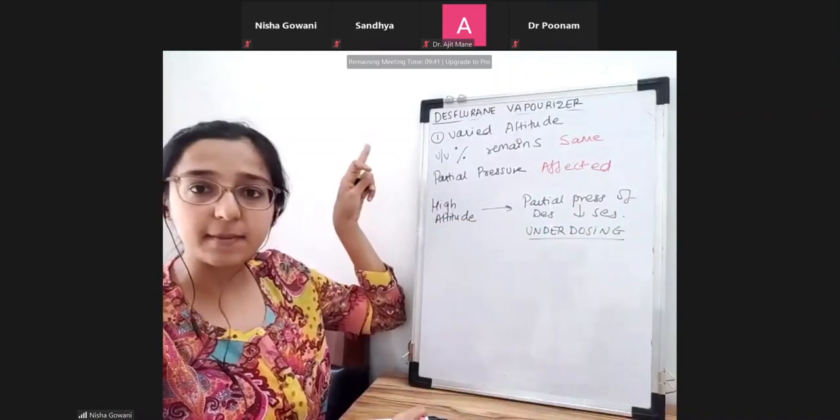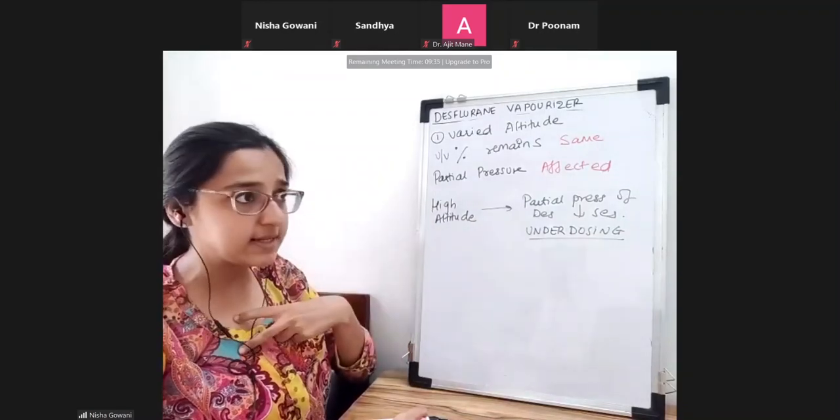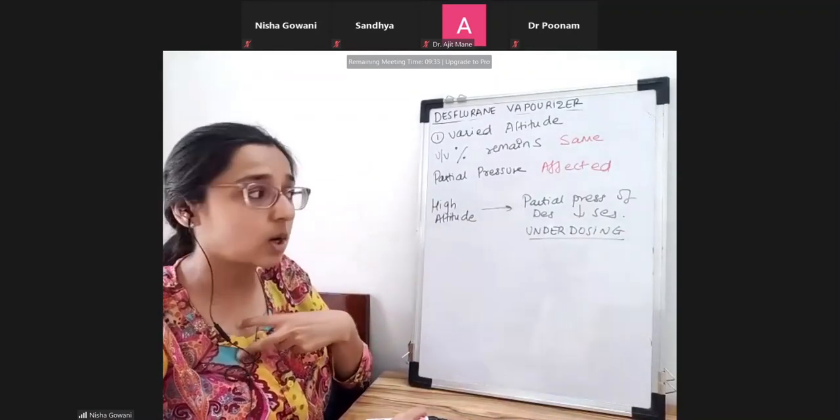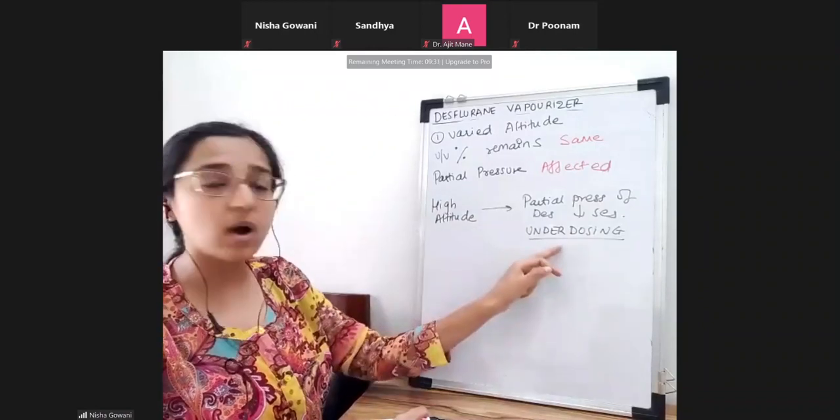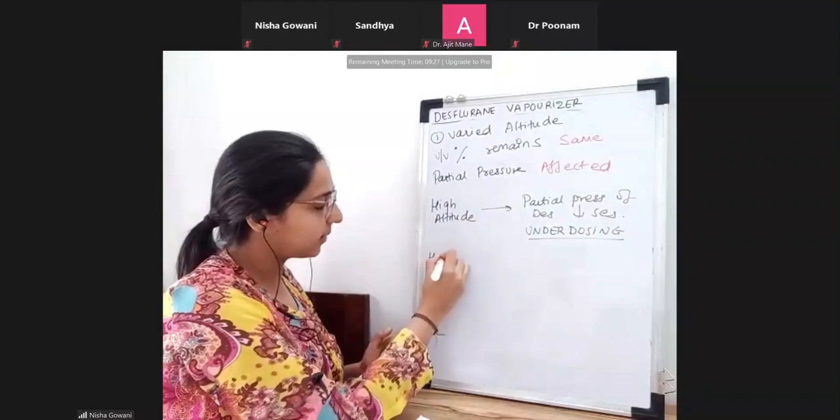At high altitude, that much is not going. Less is going. Although I'm setting 6%, I will feel 6% is going, but in reality, less than 6 is going. So underdosing can happen. The same thing applies when you're in a hyperbaric environment.